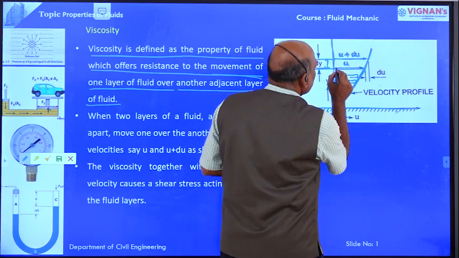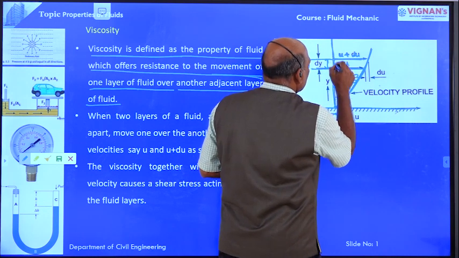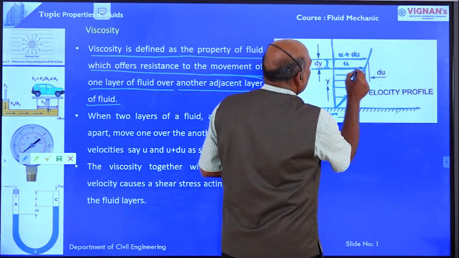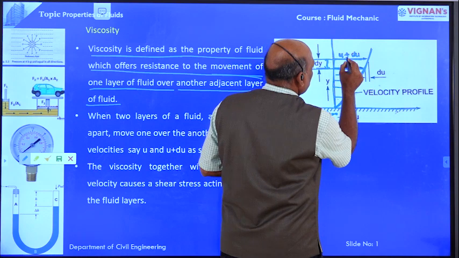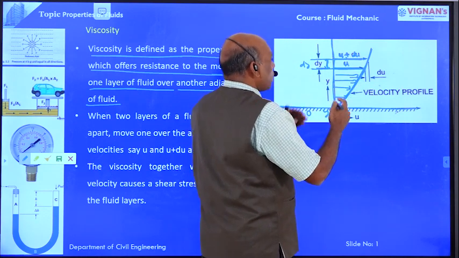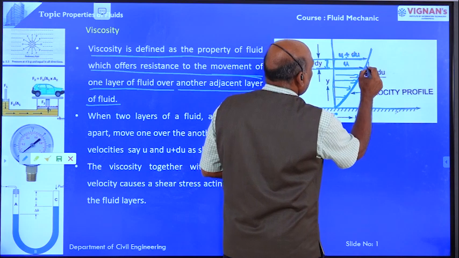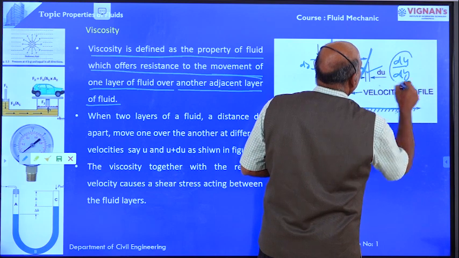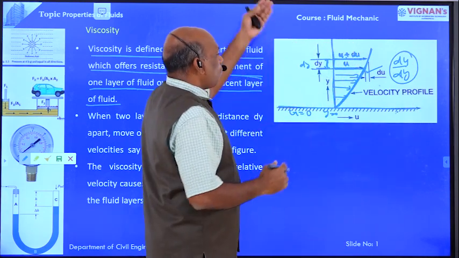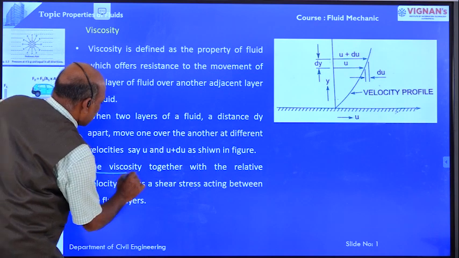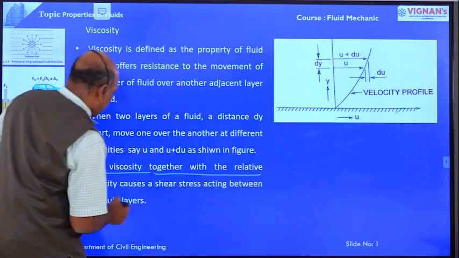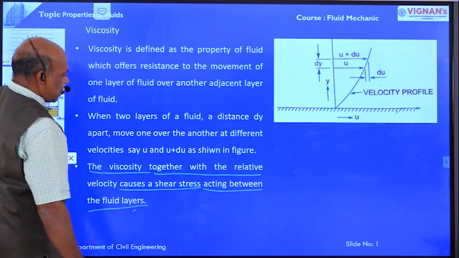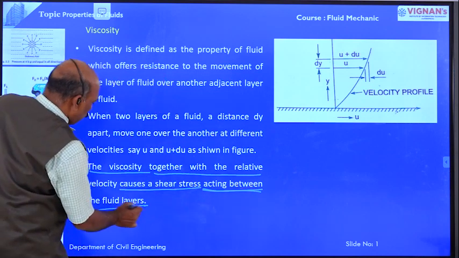We have taken two layers, this is layer 1 and layer 2. These two layers are dy distance apart. The velocity at this layer is equal to u, the velocity at this layer is equal to u plus du. The change of velocity from one layer to another develops the velocity gradient, that is du by dy. The velocity gradient exists because the velocity changes from one layer to another. The viscosity together with the relative velocity causes a shear stress acting between two fluid layers.